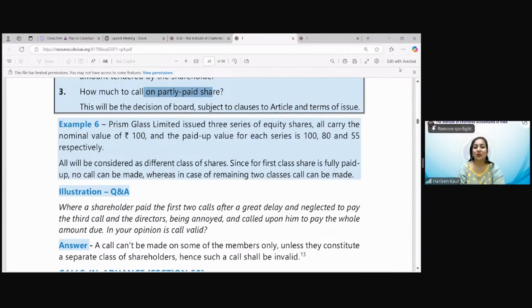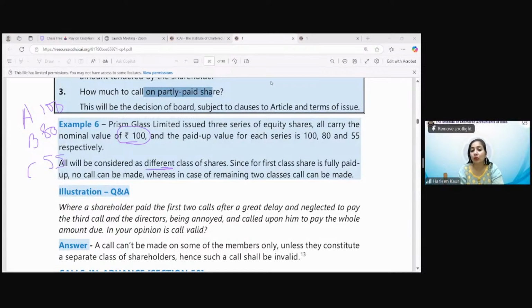Prism Glass Limited issued 3 series of equity shares. So there are 3 different series of equity shares, A, B, and C. All carry the same nominal value of rupees 100 each, and the paid up value is 100 for A, 80 for B, and 55 for C. Now, all will be considered as a different class of shares. Since the first class is fully paid up, no call can be made.